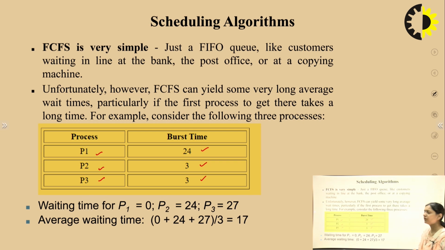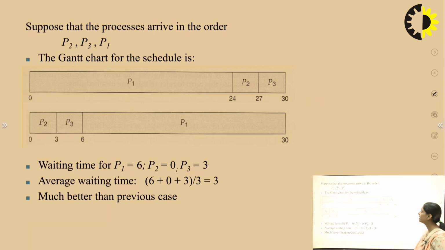If we look at the waiting time for all the processes, the waiting time for process P1, since it enters the system first, is zero. It does not have to wait.